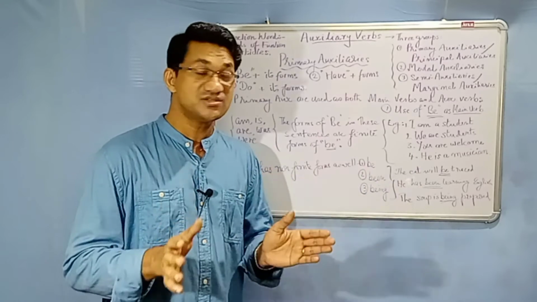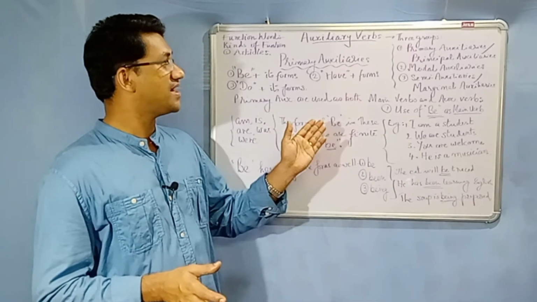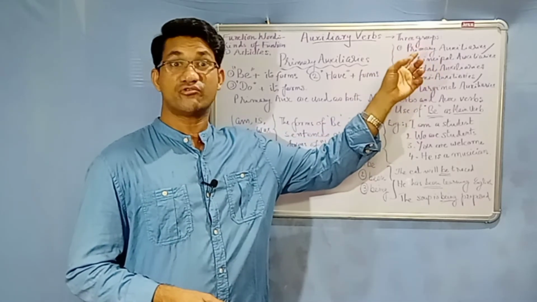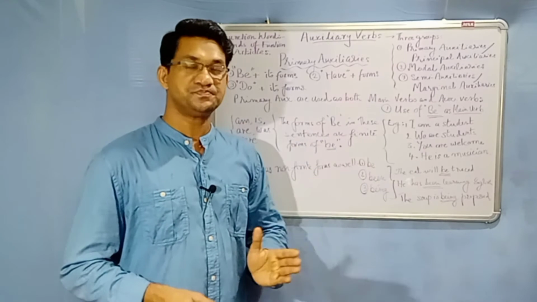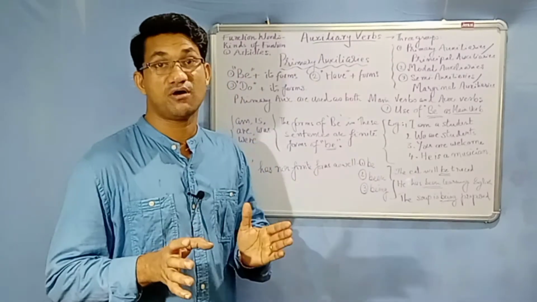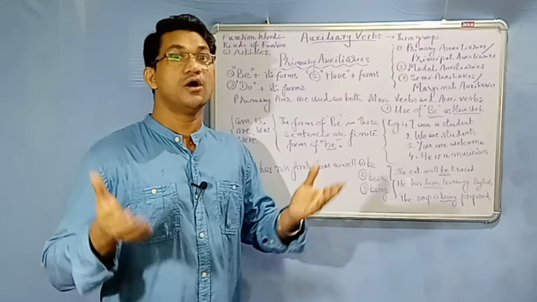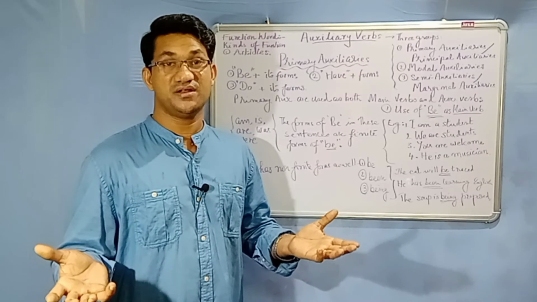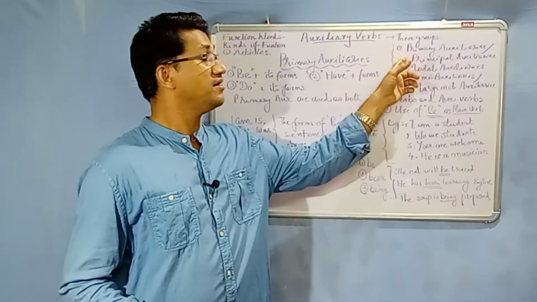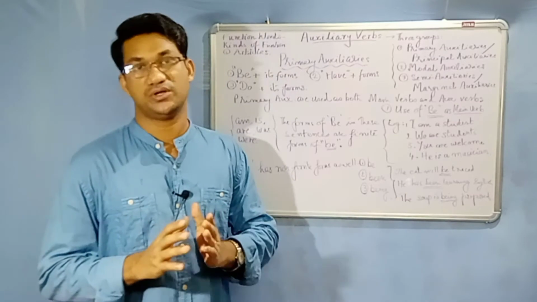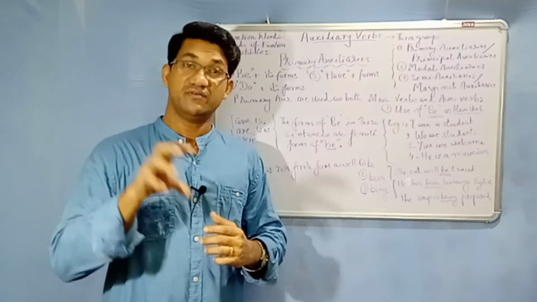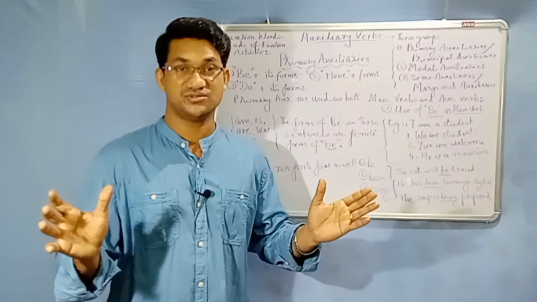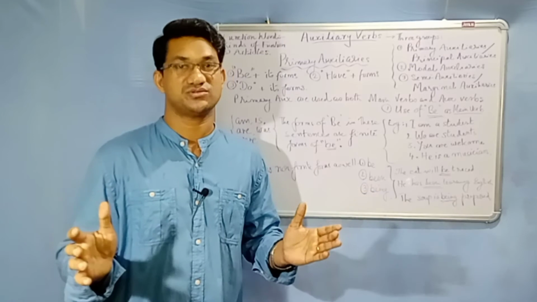Now let us understand the very important fact that auxiliary verbs are of 3 groups. Let's look at the 3 groups of auxiliary verbs. Easy to understand. Auxiliary verbs, helping verbs, are divided into three groups. Group 1, primary auxiliaries. Primary auxiliaries is the first group that comes under the main branch, that is auxiliaries.